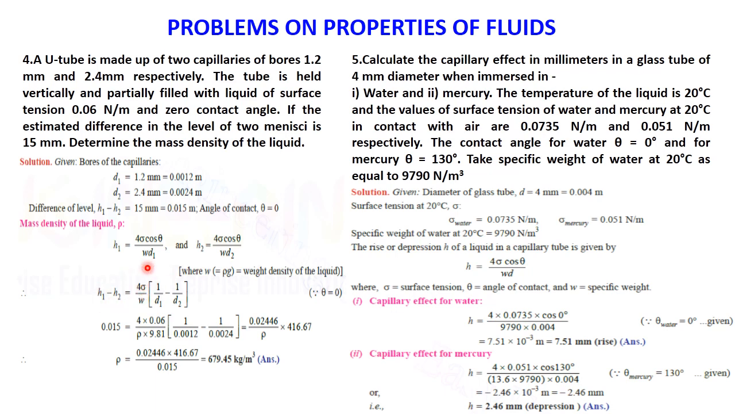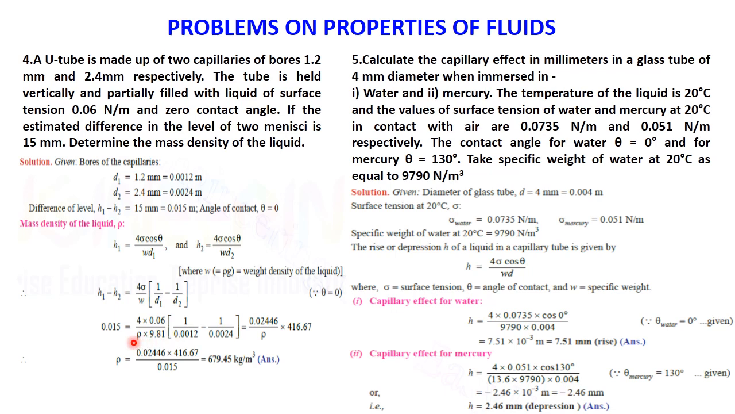So here we can write directly that h1 minus h2 is equal to 4 sigma W, where W will be constant, and cos 0 is directly 1, so we can drop it from the equation. So the equation becomes only 1 by D1 minus 1 by D2. So the whole equation is h1 minus h2 is equal to 4 sigma by W into bracket 1 by D1 minus 1 by D2. All values are known to us, only the rho value is unknown. So first we will calculate the W.